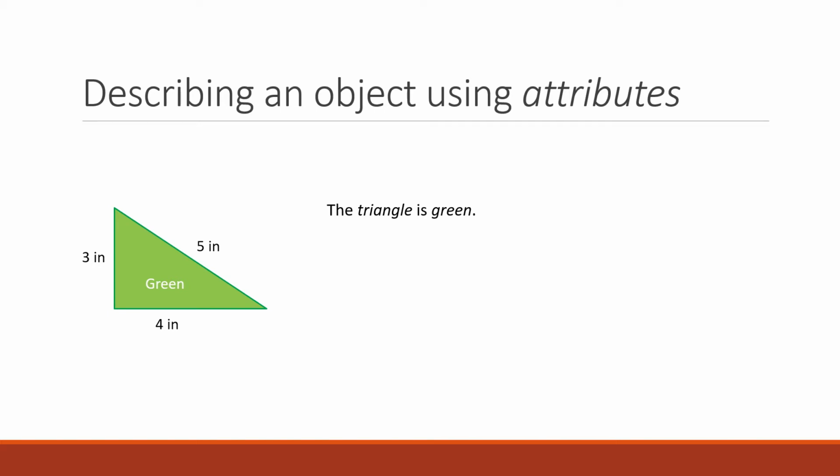We can talk about its angle. So it is a right triangle because one of the angles is 90 degrees. We can even talk about the measurement. So the triangle is 3 inches high and 4 inches wide.